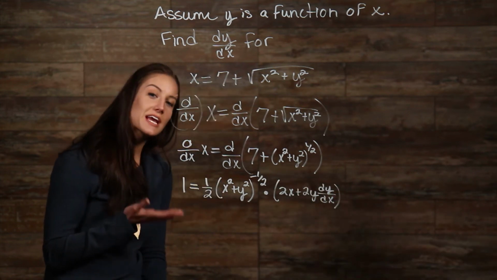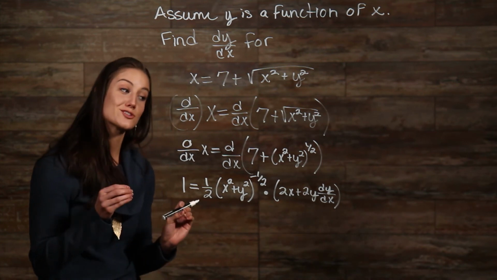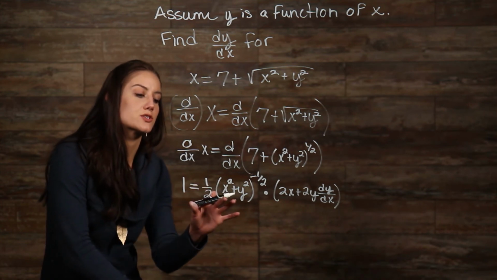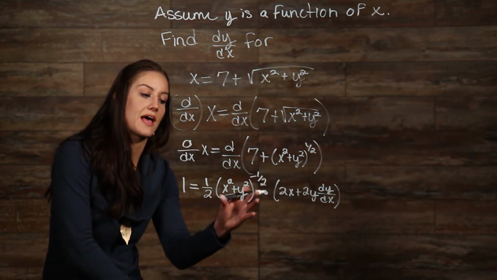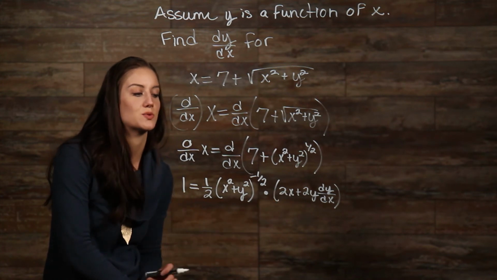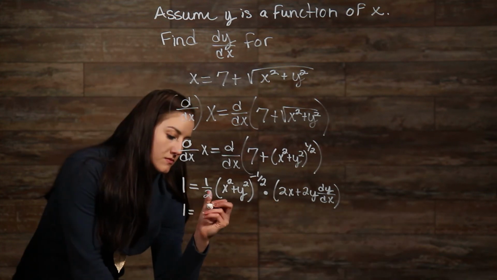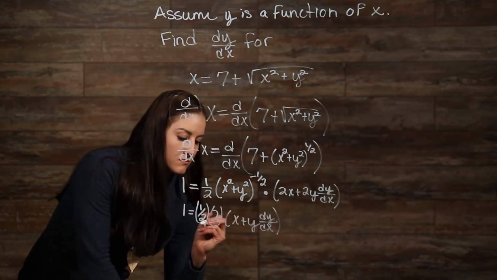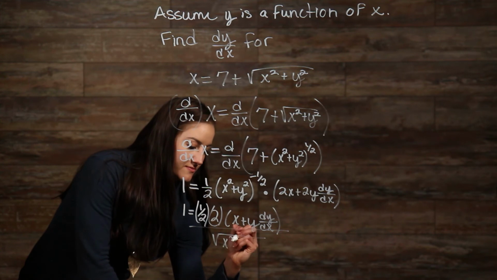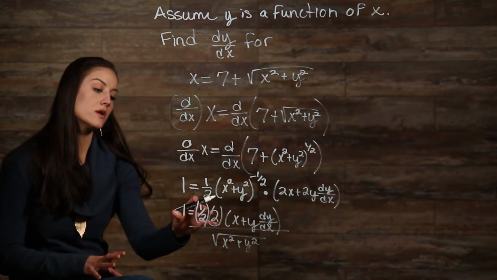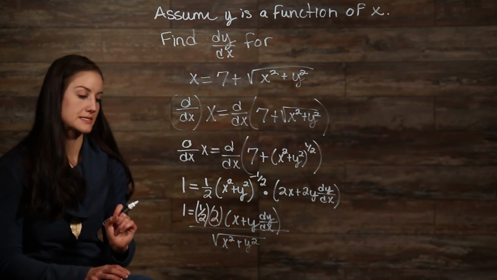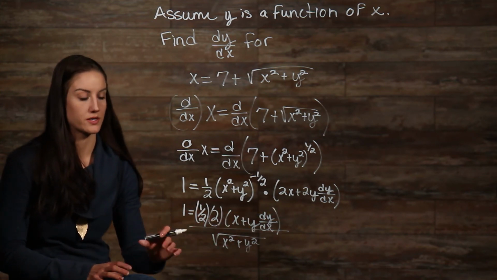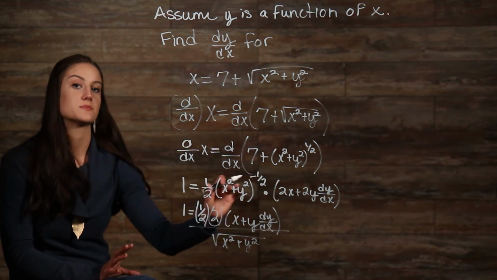So at this point, we've taken the derivative, and now we just need to do some algebra to get our dy over dx by itself. I'm going to go ahead and rewrite this by placing our x squared plus y squared all to the negative 1/2 in the denominator, and then factoring out a 2x from our 2x plus 2y dy over dx here. So at this point, our 1/2 and our 2 will cancel out once they multiply together. And then we'll go ahead and multiply both sides by the square root of x squared plus y squared so that we can start to get dy over dx by itself.